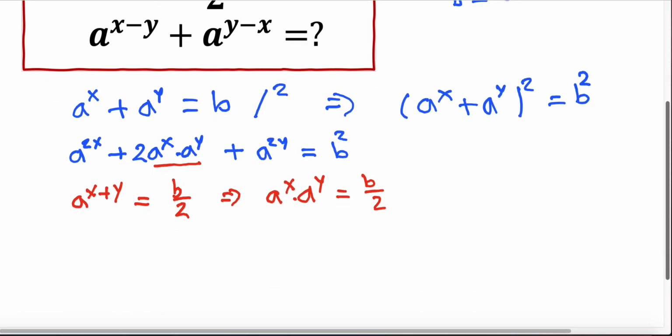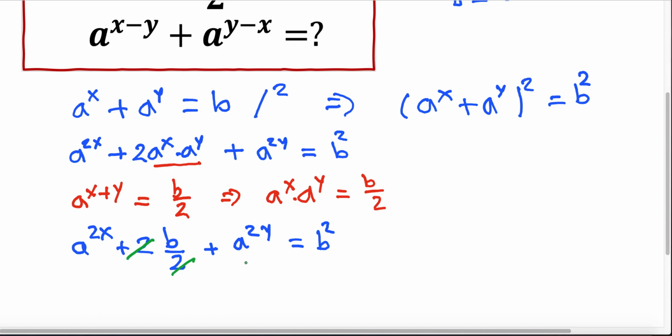So what I'm going to have in here is a^(2x) + 2 times, and instead of a^x times a^y, I'm going to substitute b/2, plus a^(2y) equals b². But now this 2 with the 2 I'm going to simplify, and b remains here.